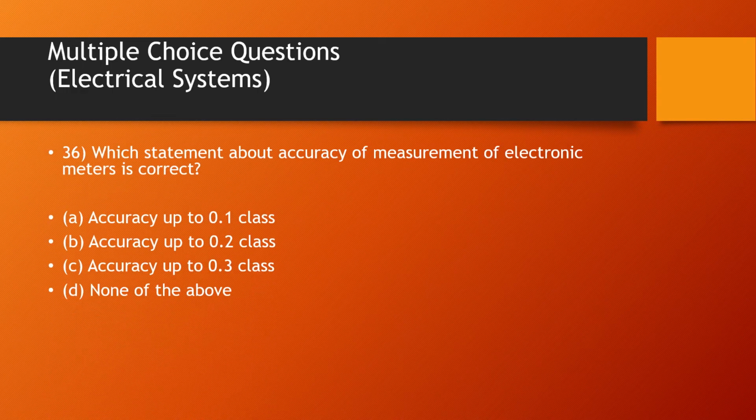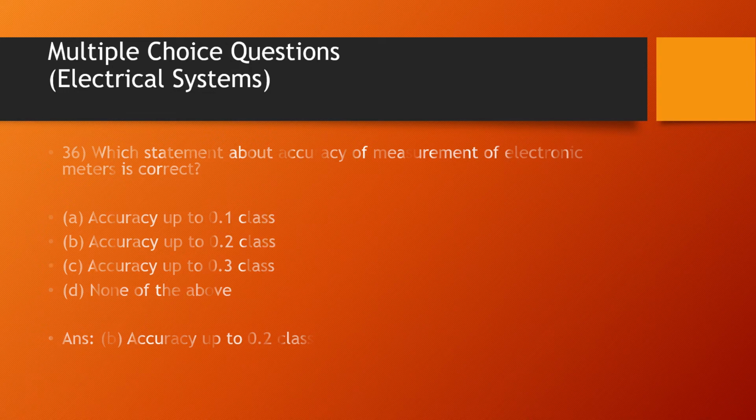Now coming to the next question, which statement about accuracy of measurement of electronic meters is correct? Option A is accuracy up to 0.1 class. Option B is accuracy up to 0.2 class. Option C is accuracy up to 0.3 class. Option D is none of the above. And the answer to this question is option B, that is accuracy up to 0.2 class.